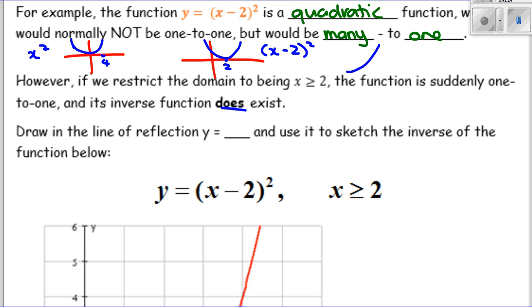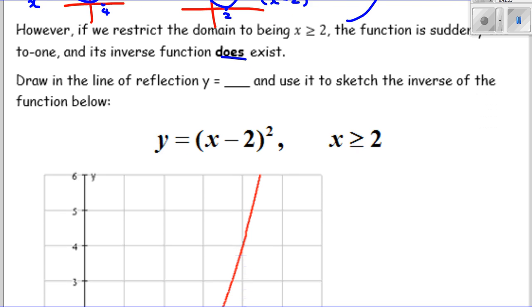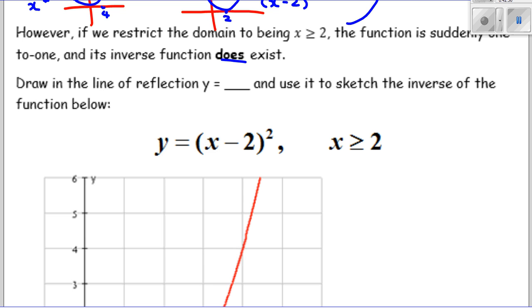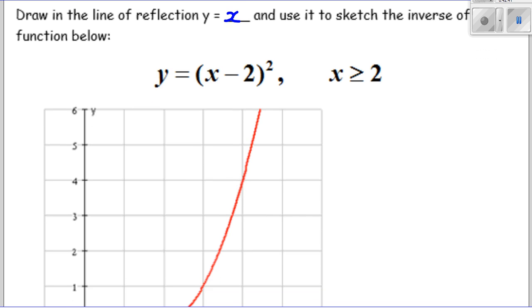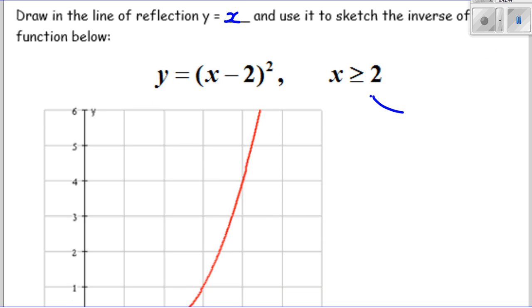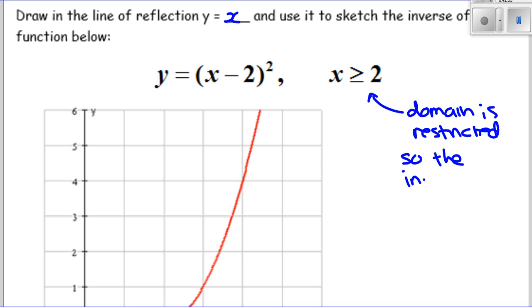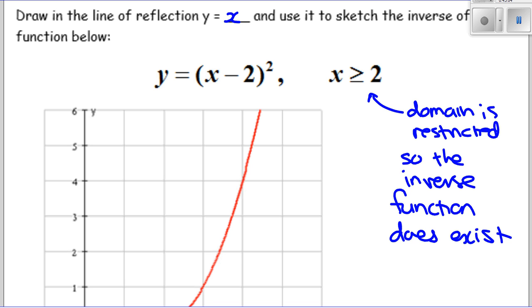Okay, so back here. If we restrict the domain to x is greater than 2, it's suddenly 1 to 1 and the inverse function does exist. So you're asked to draw in the line of reflection, which was y equals x here, and use it to sketch the inverse of the function below. So it's a quadratic, but they've restricted the domain. Domain is restricted, so the inverse function does exist, which allows us to draw it then. That's what that was for.